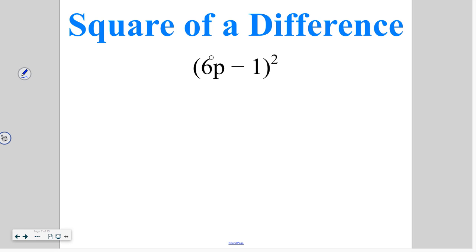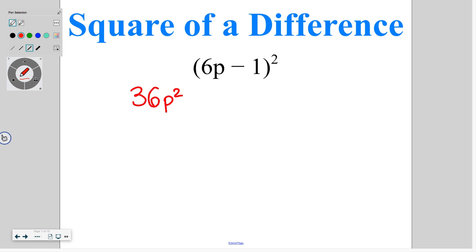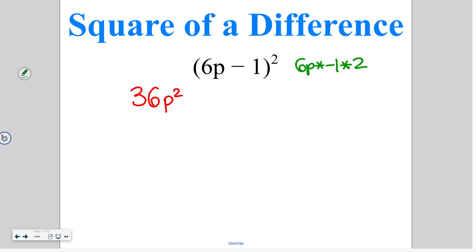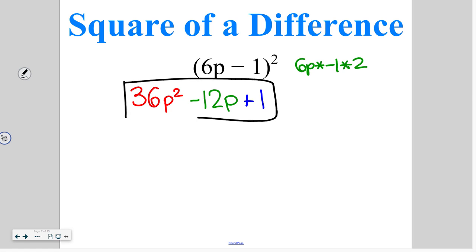Again, we're going to start by squaring this first term. So I've got 6 squared is 36, and then p squared. Off to the side, I've got 6p times negative 1 times 2. 6p times negative 1 is negative 6p. Times 2 gives me negative 12p. And then when I square that back term, negative 1 times negative 1 gives me a positive 1. So that square is still going to be adding, because when I square a negative, it becomes positive.